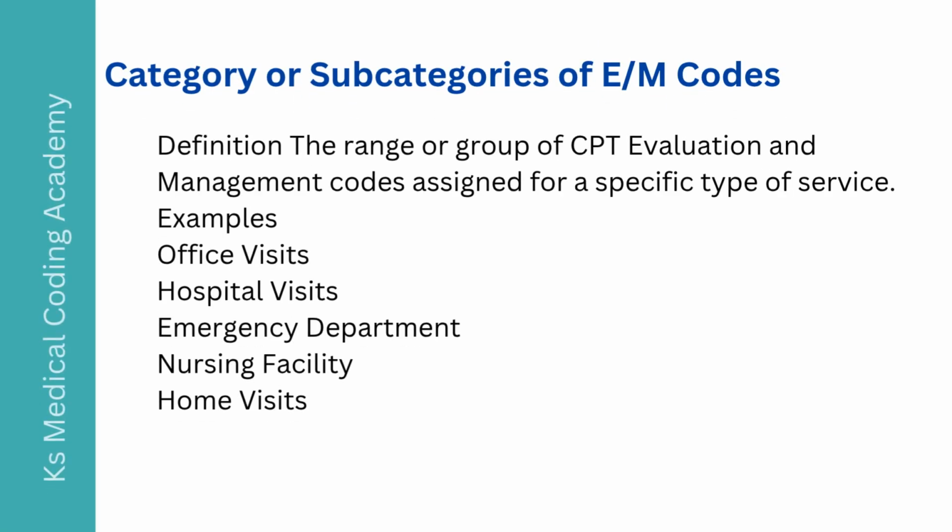Every evaluation and management service belongs to a specific CPT category. These categories organize EM services based on the location and type of patient encounter. For example, office visits have one category of CPT codes, hospital inpatient services have another category, emergency department visits have their own codes, nursing facility services are reported separately, and home or residence visits also have unique CPT code ranges. Once the category is identified, the coder can select the appropriate CPT code based on medical decision-making or time. Choosing the correct category is essential for accurate coding and proper reimbursement.